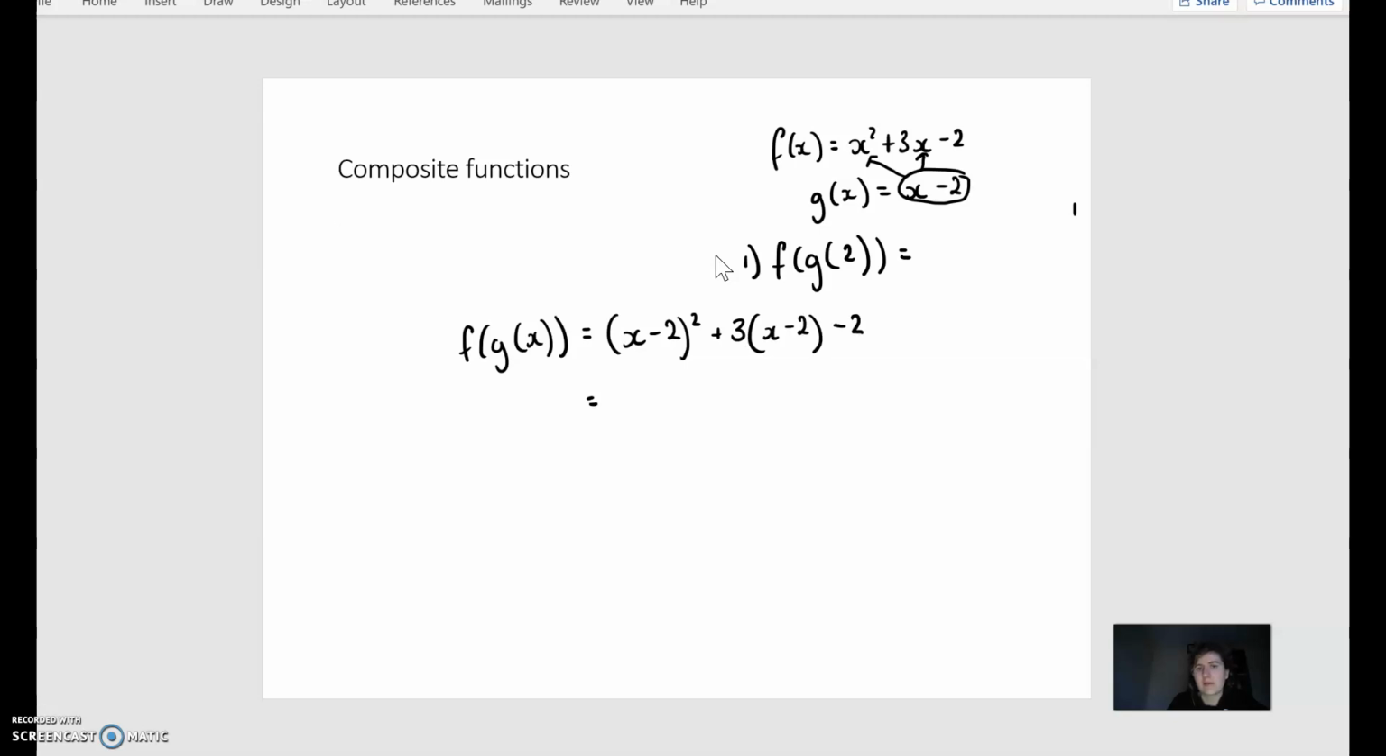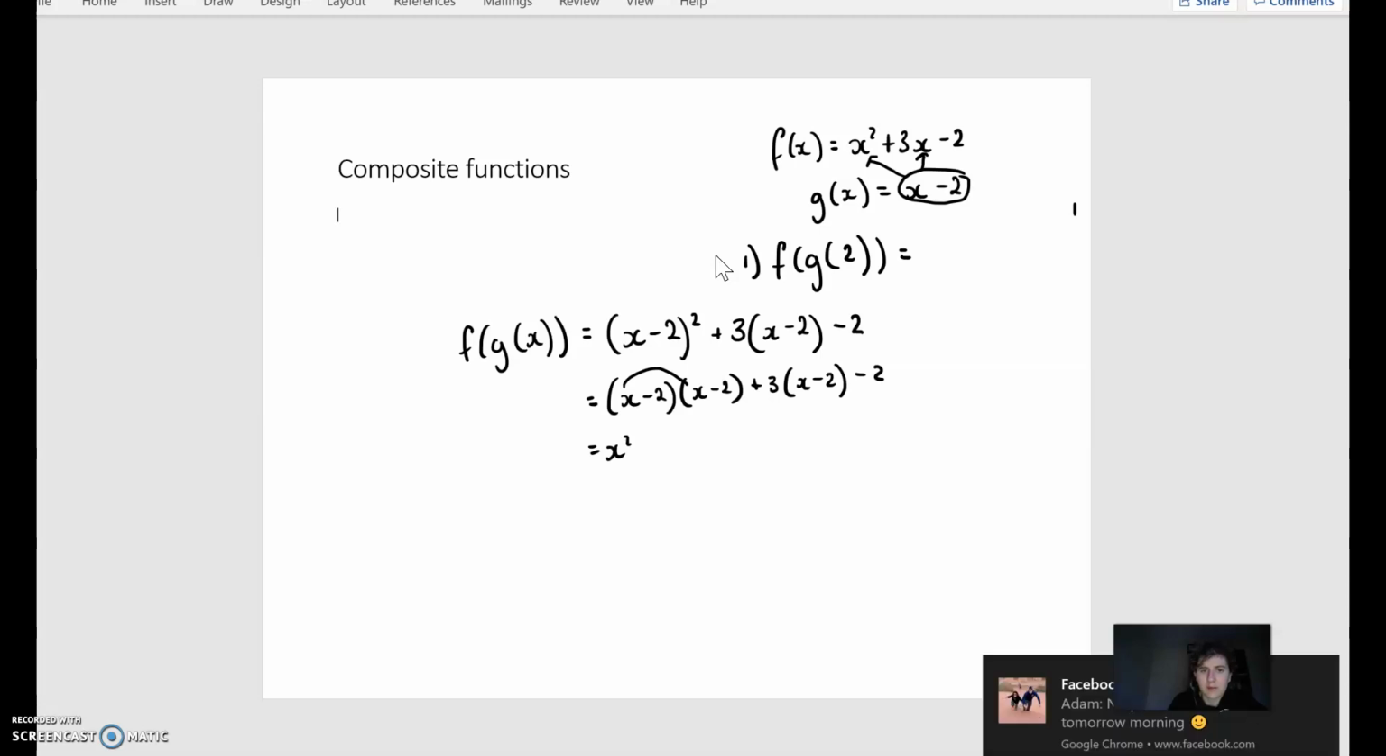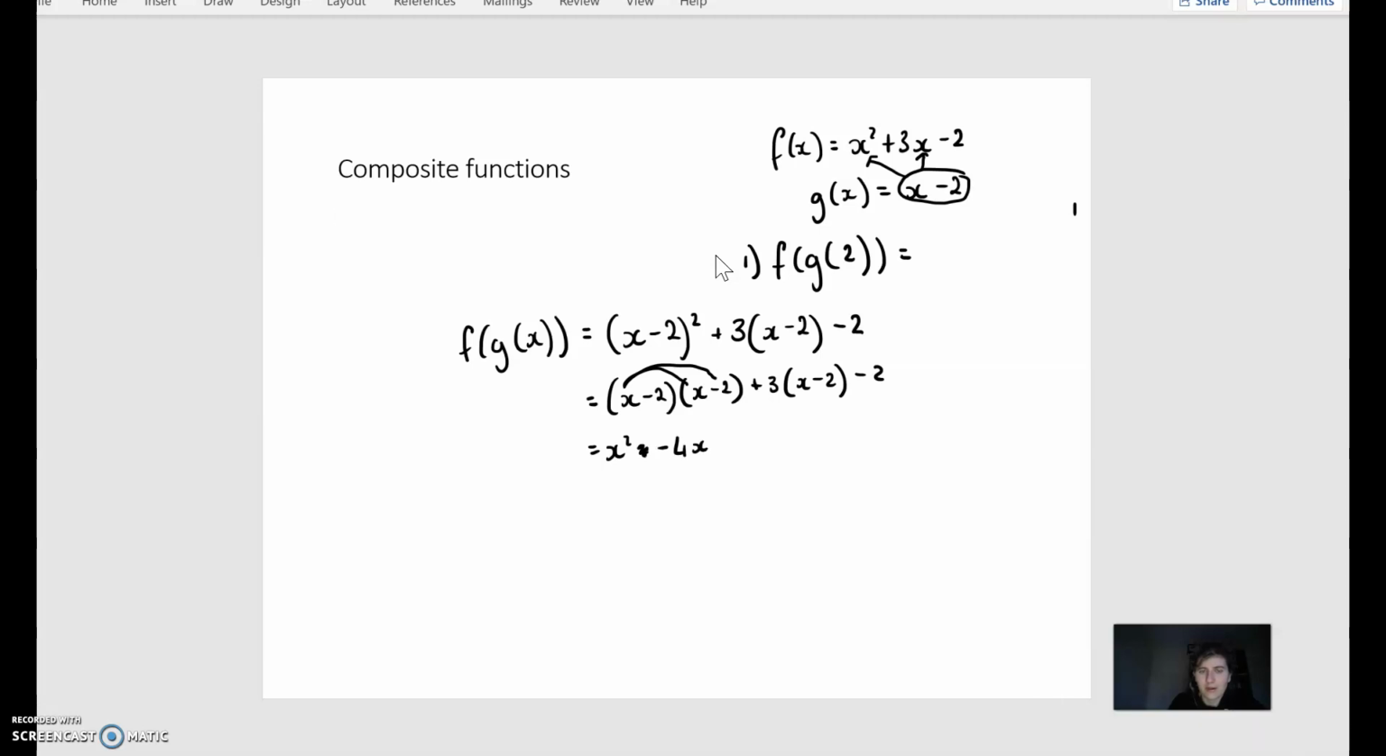All right, I'm then going to expand this out. So remember that's x minus 2 times x minus 2, plus 3 lots of x minus 2, minus 2. Now, if we're expanding this, we get x squared minus 4x, okay, because we have the x times negative 2, which is negative 2x, x times negative 2 again, which is negative 2x, negative 2 times negative 2, which is plus 4. And then we can expand this second bracket, so plus 3x minus 6 minus 2.